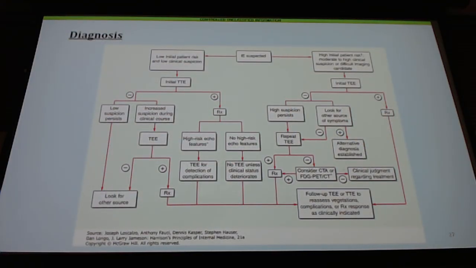This is a complex algorithm. Basically, it boils down to get a TTE. If you don't see the vegetation, but you still are suspicious, go ahead and get the TEE to evaluate further. Okay.